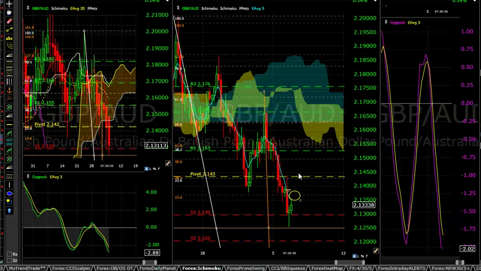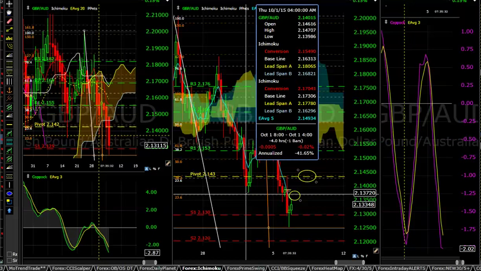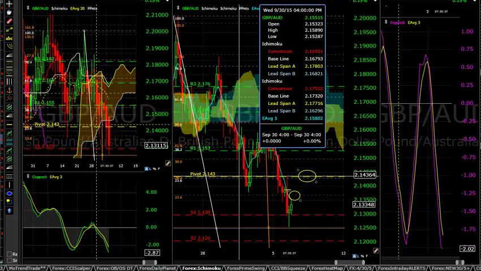that might be an area to consider some shorts. The next area, if we get up that far, would be the tangled mess of overhead resistance up in here, in this area right in here. Right in here we have even more overhead resistance in the pivot line, the 23% fib line based on this fib sequence, and the 38% fib line based on this fib sequence. So those are two possible areas of entry. First one again is right around 2.1372. The next one is right around 2.1436.